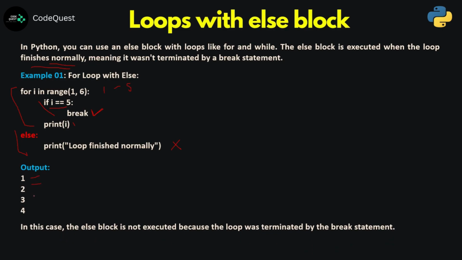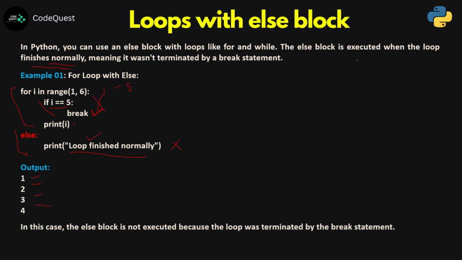1, 2, 3, 4, and by the time 5 is the value of i, there is a break which is going to terminate this entire loop. But you can see this else block statement is not going to execute. The reason is the else block will only execute if there is no break statement effectively working.